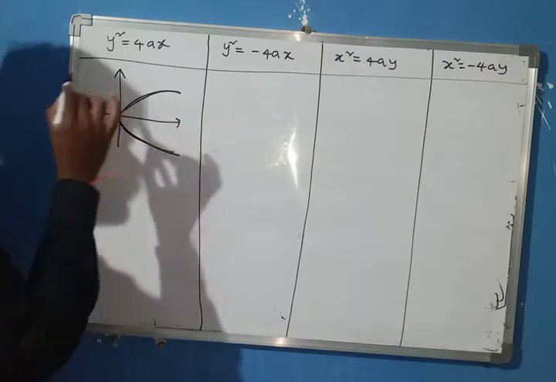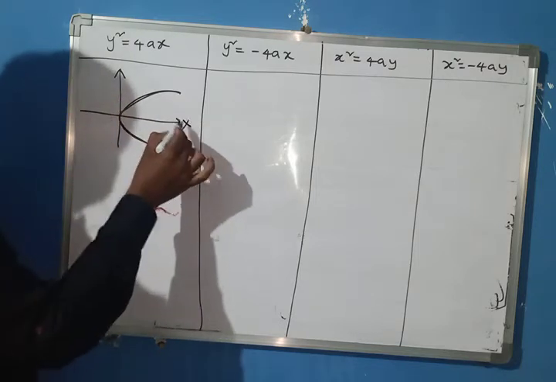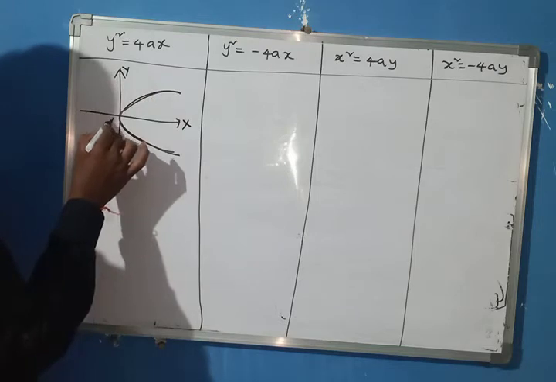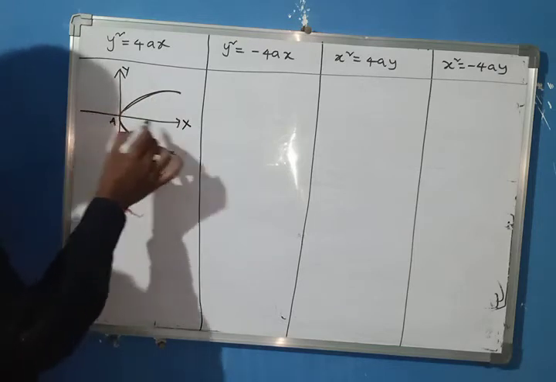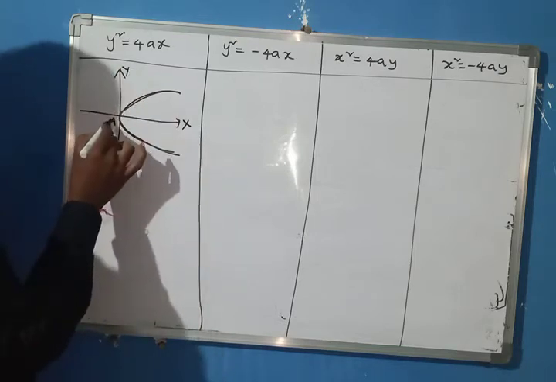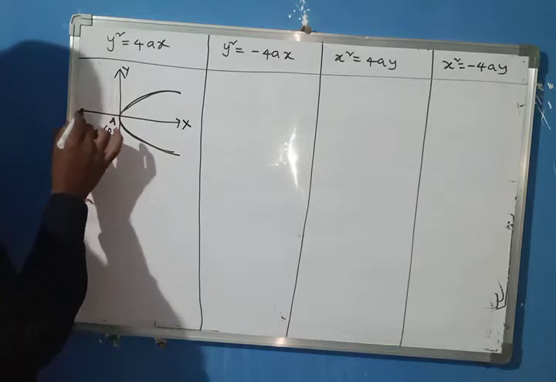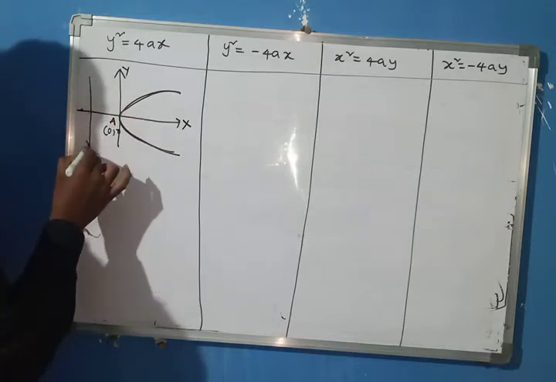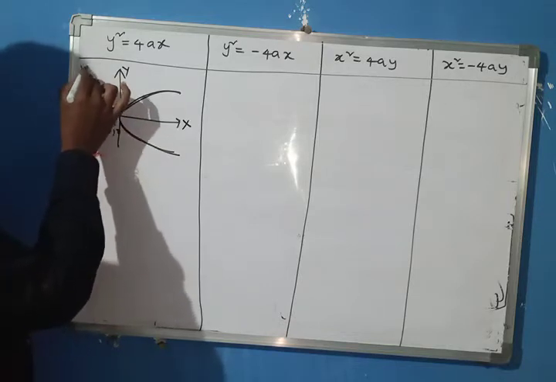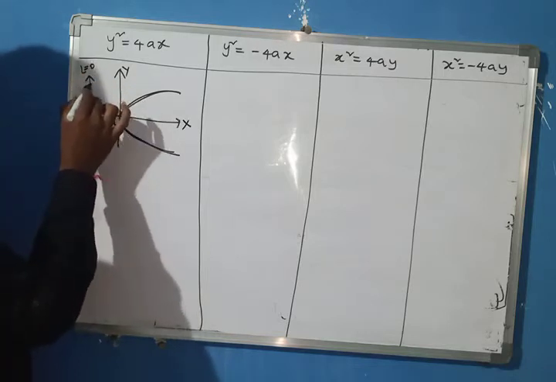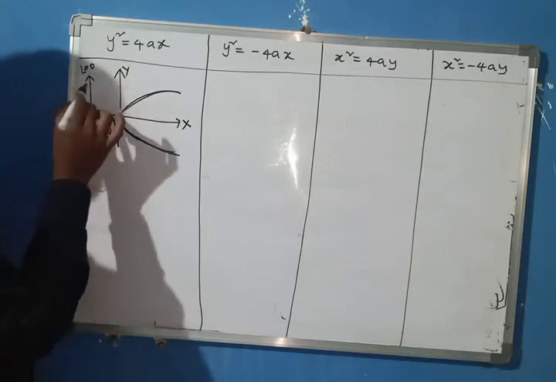The curve is parallel to the positive x-axis. This is the x-axis, this is the y-axis. A is the vertex, the point of intersection of the x-axis and y-axis, that is (0, 0). Here one directrix is there. Directrix is nothing but L equal to 0.